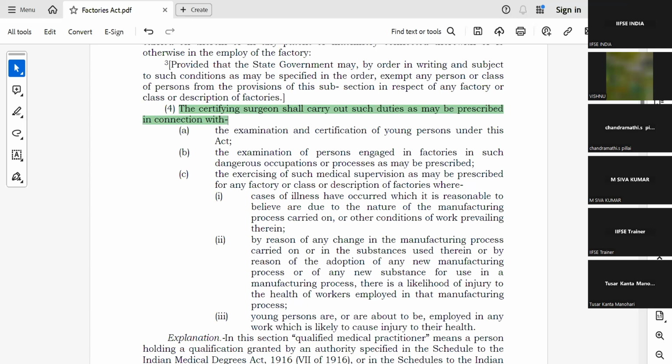So what they do, they'll do the examination and certification of young persons under this act.